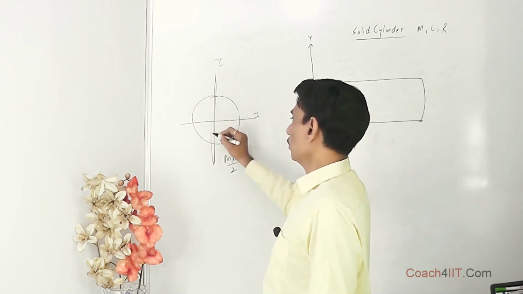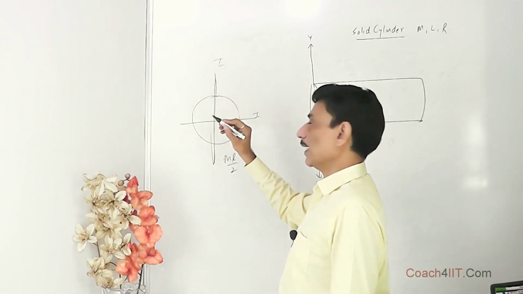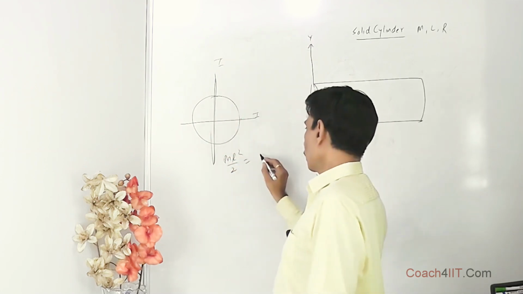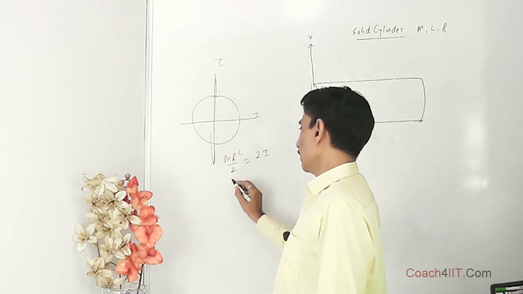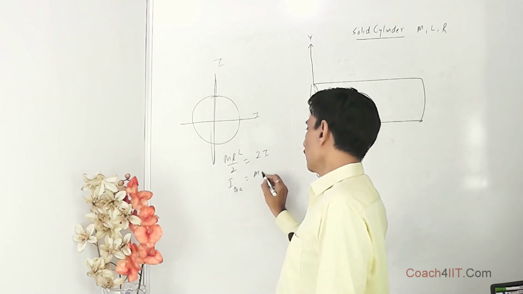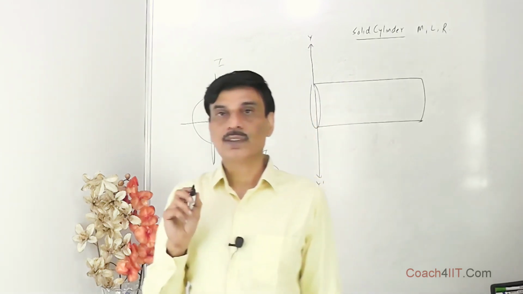If we use the perpendicular axis theorem, I x x dash plus I y y dash is equal to I z z dash. So I plus I, 2I, is equal to mr square by 2. So I, that is about a diameter, is going to be mr square by 4. So this is one result we shall be using time and again.